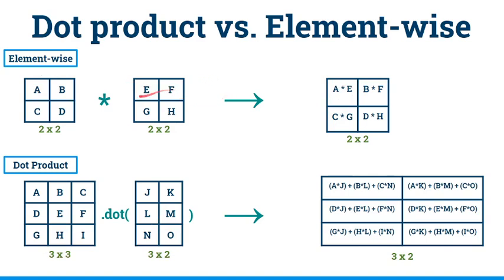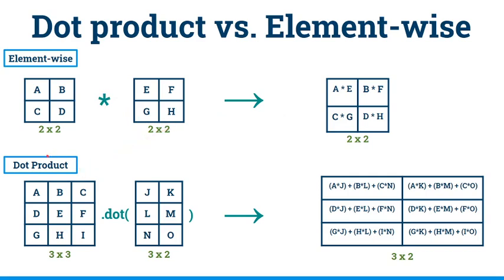So the product of A and E is this result up here. And then the result over here is the product of B and F. This result is C multiplied by G. This result is D multiplied by H. So element-wise multiplication is pretty easy to understand since you can just use the asterisk symbol. It's not too confusing. It's pretty simple actually.